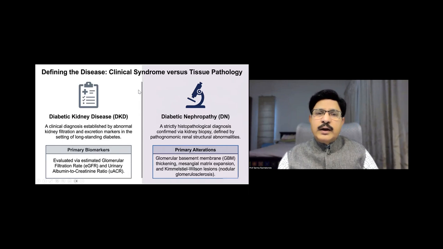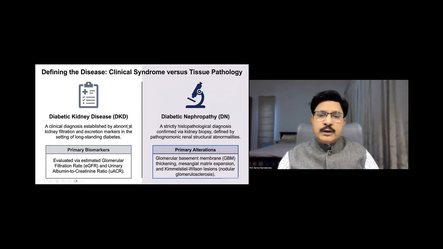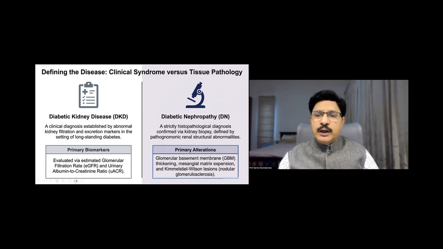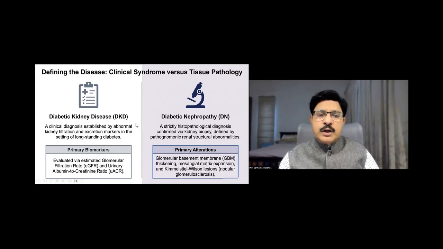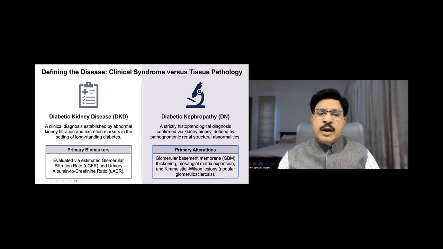So, defining a disease: clinical syndrome versus tissue pathology. DKD, diabetic kidney disease, and diabetic nephropathy, DN, are not identical. DKD means a clinical diagnosis established by abnormal kidney filtration and excretion markers in the setting of long-standing diabetes. What are they? Decrease in the estimated GFR and increase in the urine albumin-creatinine ratio are the primary biomarkers here.